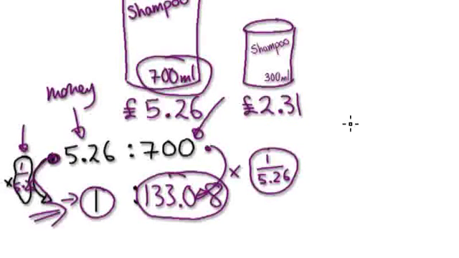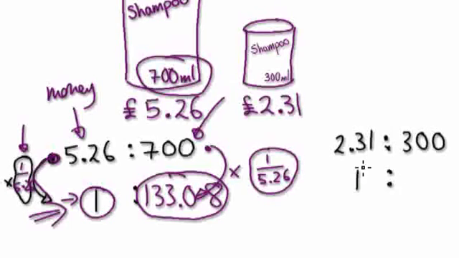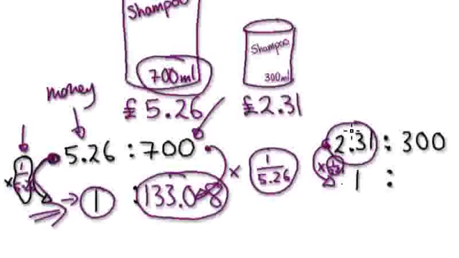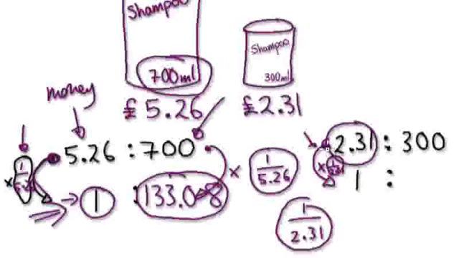Now let's use the same technique on this smaller version here. So we start with 2.31, and then that will give us 300. We want to somehow get to 1 here. So if you start here and then you times by 1 over 2.31, our multiplier here is actually 1 over 2.31. This here is our multiplier. You see, from here you times the multiplier, it would take you to 1.